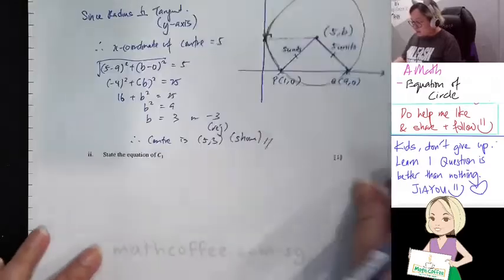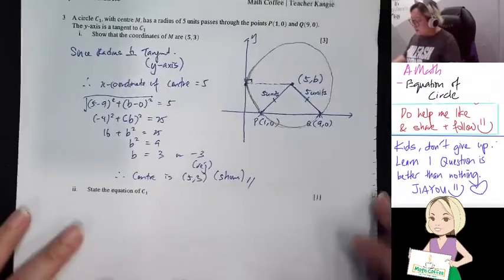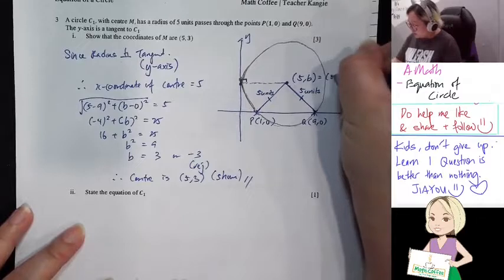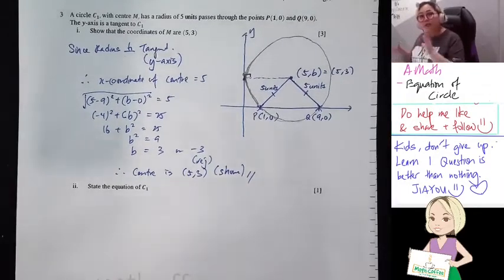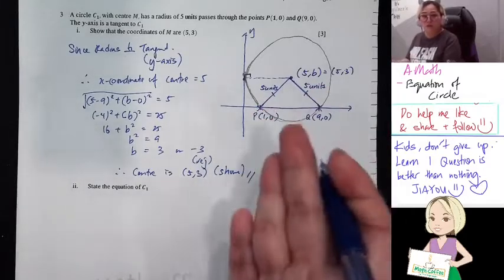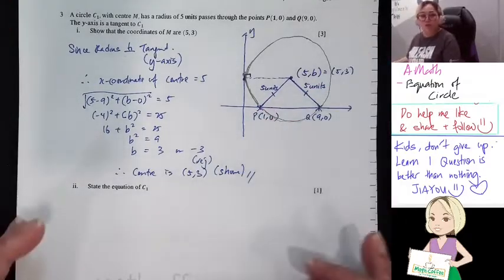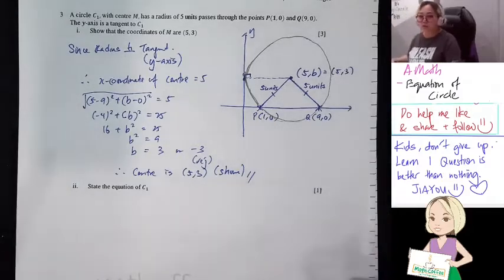Okay, next. State the equation of the circle C1. So this one I will update. I will write the center as 5, 3. Kids, let's say during the exam you are not able to prove that the center is 5, 3. You will still be able to move on to the next question. So you don't say, oh, I cannot do the first part, then I don't do the rest of the question. No, don't do that.